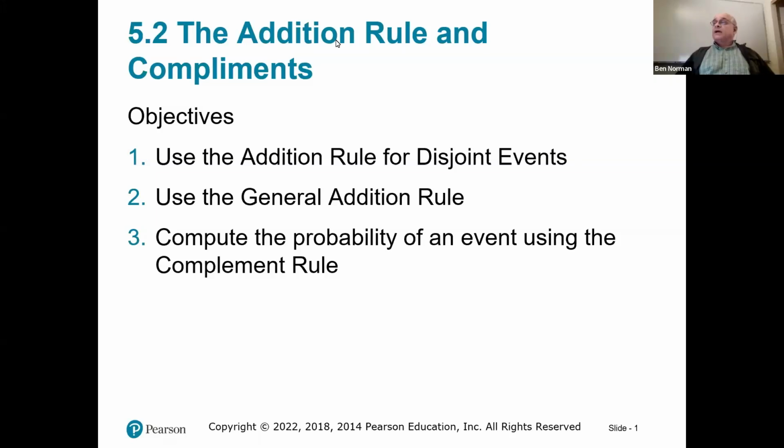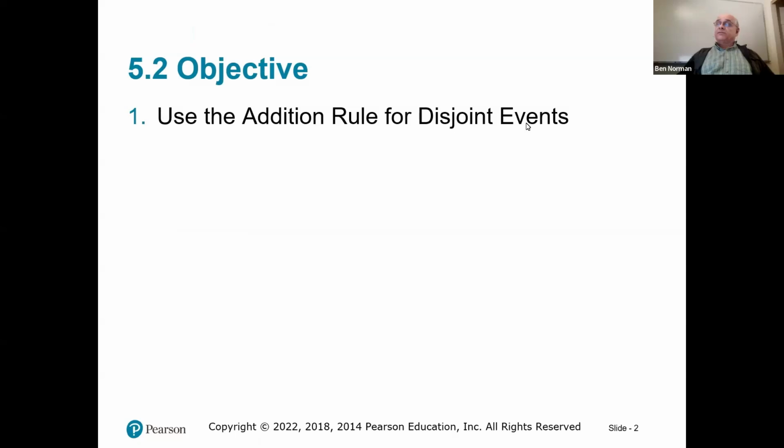Section 2, we're going to expand upon the probability rules, the addition rule, and complements. Objectives: use the addition rule for disjoint events. Use the general addition rule. Compute the probability of an event using the complement rule. Using the addition rule for disjoint events.